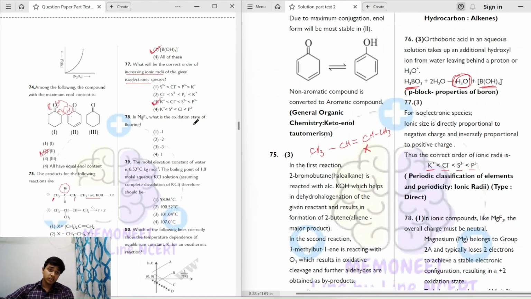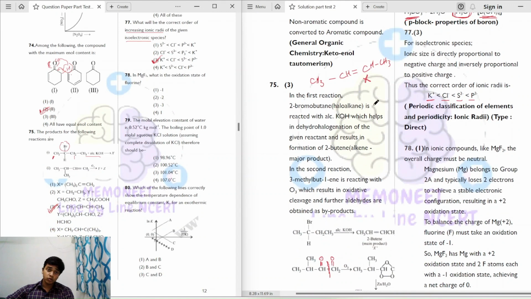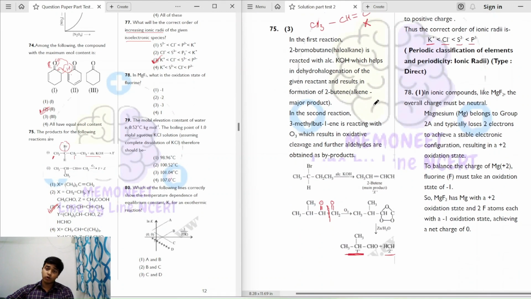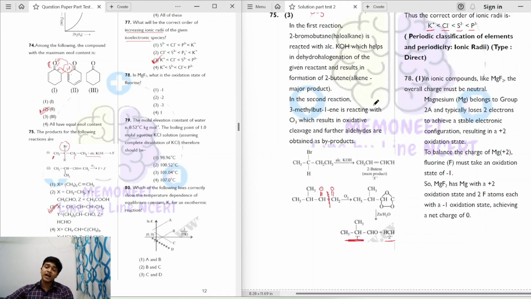Moving on to the next question, the question says, in MgF2, what is the oxidation state of fluorine? Fluorine is a highly electronegative atom, and when it is present as F2, fluorine is in the zero oxidation state. Other than that, in all compounds, fluorine is always present in the -1 oxidation state, because fluorine is the most electronegative atom of all.